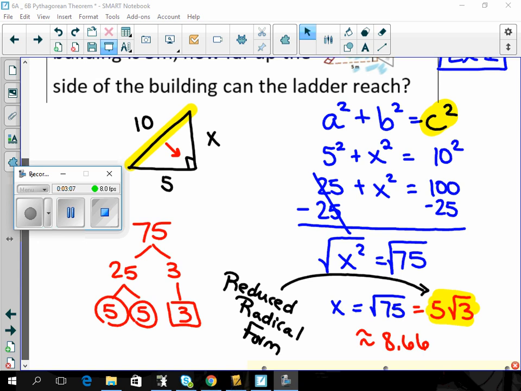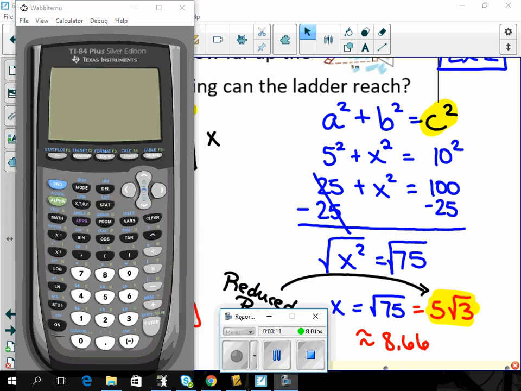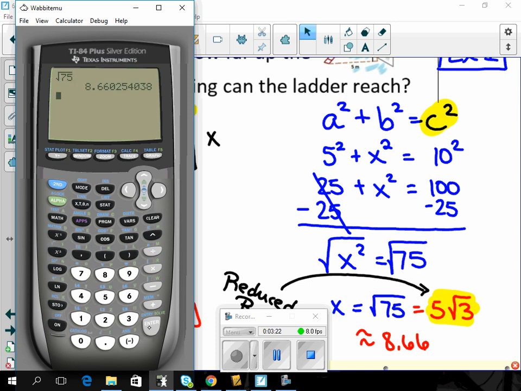I can also check using my calculator to make sure that I've reduced it correctly. So if I go on my calculator and type in the square root of 75, and I also type in 5 square roots of 3, I should get the same answer. So I want you to be checking to make sure that you've reduced it correctly.